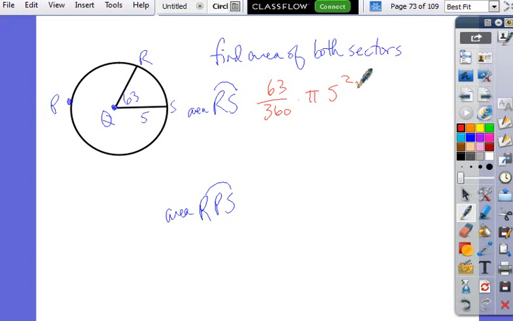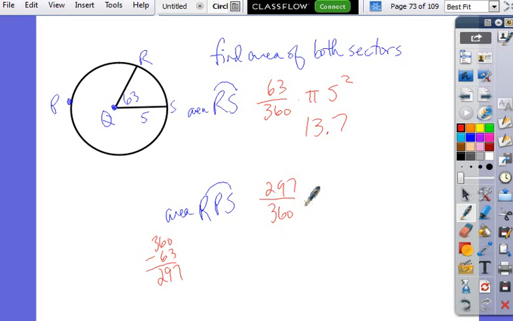13.7. All right, I was close. So 13.7 would be the area of the small sector. Well, then the other one is RPS, which in this case is the bigger sector. I need the degree for the bigger sector. It doesn't give it to me, so how can I find it? 360 minus 63 gives you 297. That tells me what's left in the rest of the circle. So 297 would be my new degree measure.